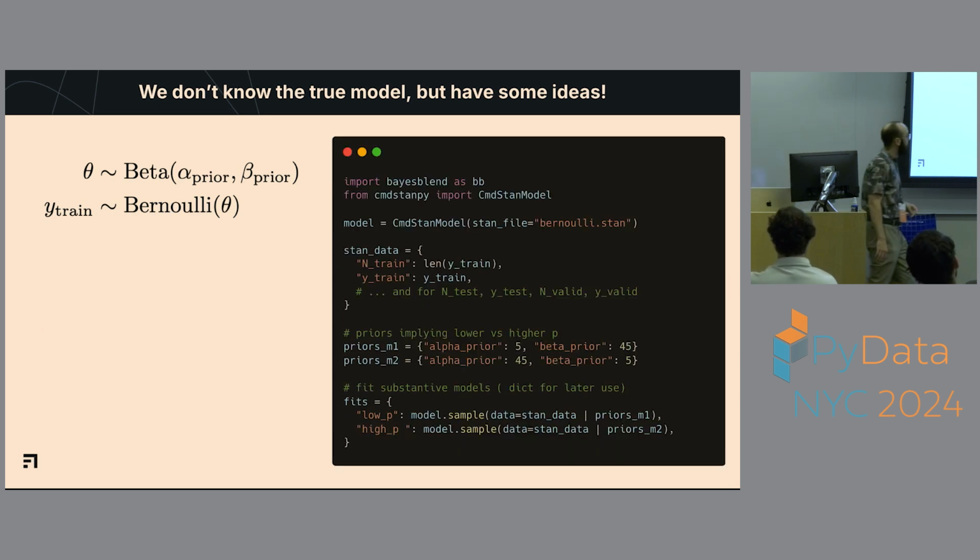So here's some code to fit this in CmdStan. Again, if you're not familiar with CmdStan, that's fine. I won't get into too much detail, but I just want to show basically what's happening. We're compiling the model, getting all the data organized. Here are the different model priors. We're just flip-flopping that alpha and beta to make it high versus low. And then we're just fitting models. And so at the end, we just have this dictionary called fits, and that has the fitted models for both of these, like this simplified example model here.